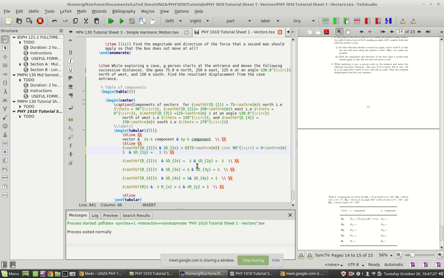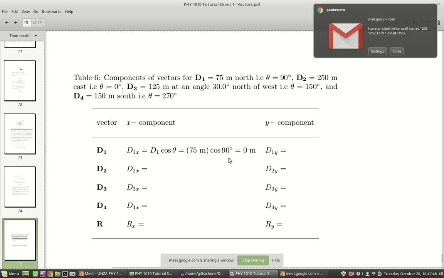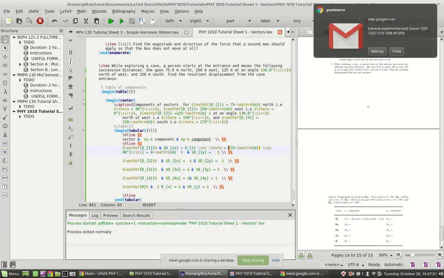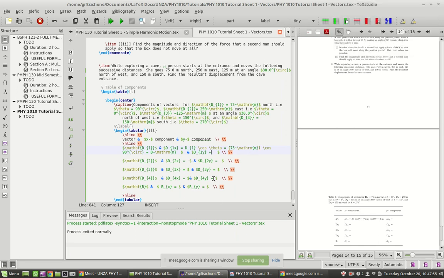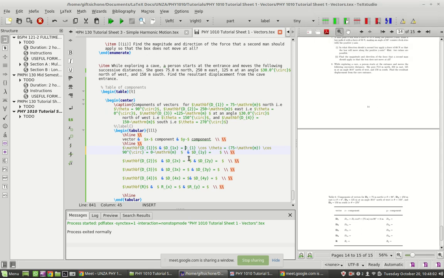That is D1 cos the angle it makes. D1 is 75 meters, the angle it makes is 90 degrees. Then we move on to D1Y. How do we get that? 75 sin 90, which is equal to 75.